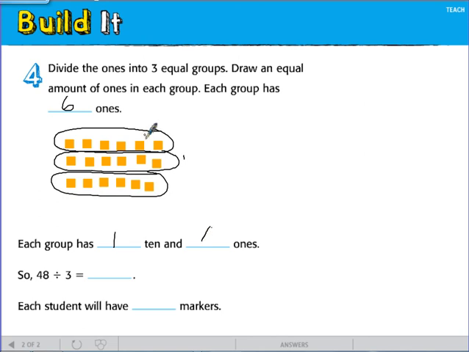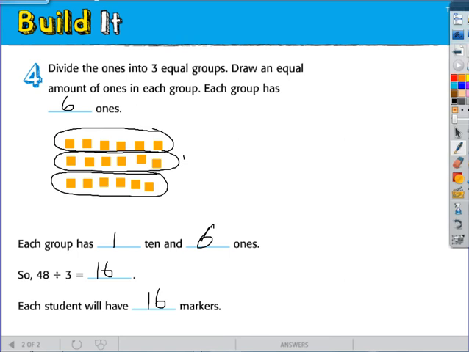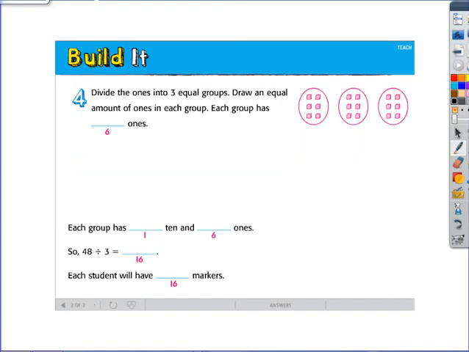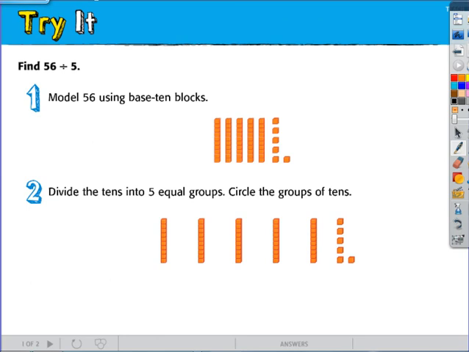How many ones are in each of these groups? 6. Okay. So 48 divided by 3 equals 16. So each student will have 16 markers. Okay? All right, moving on.